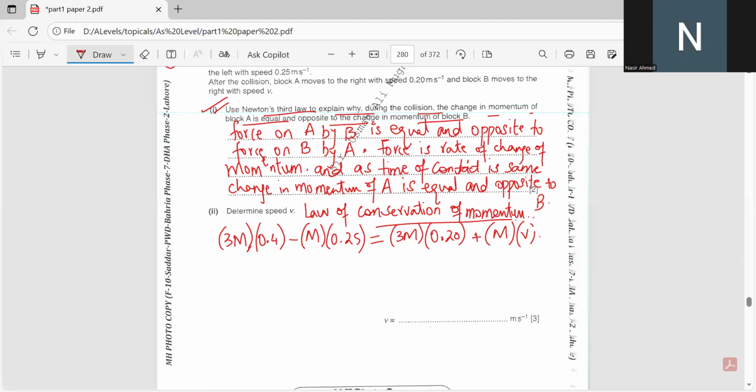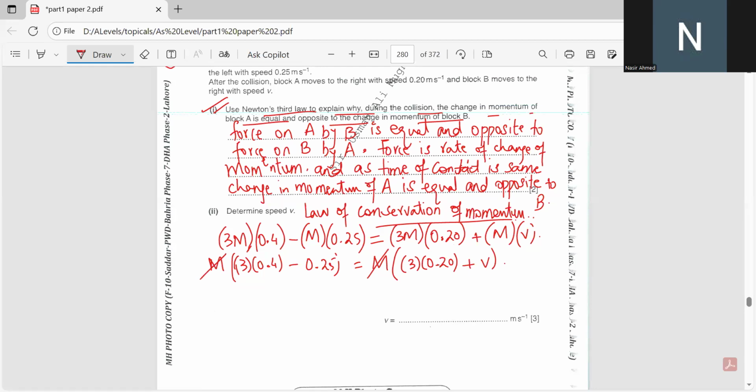So in all of this, your m is going to be constant. So m on the left is taken as common. This appears 3 into 0.4 minus of 0.25. This will be equals to m is again taken as common. This will appear as 3 into 0.20 plus of v. This m and this m cancels out.